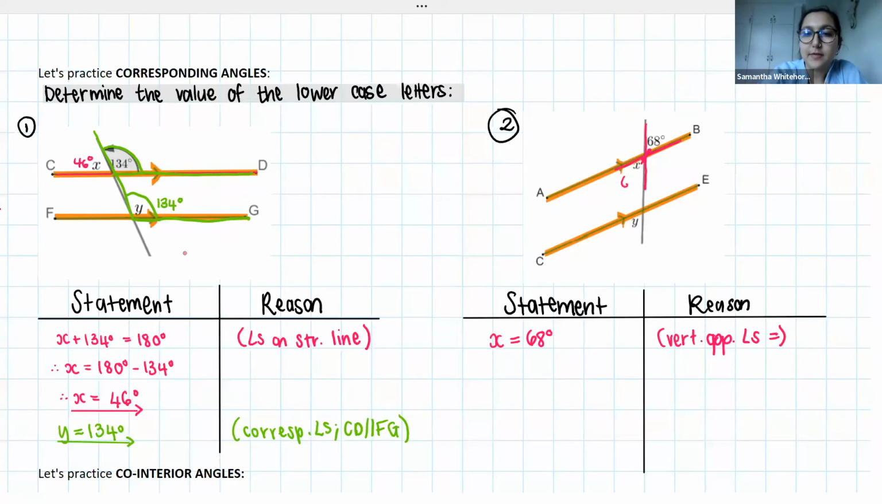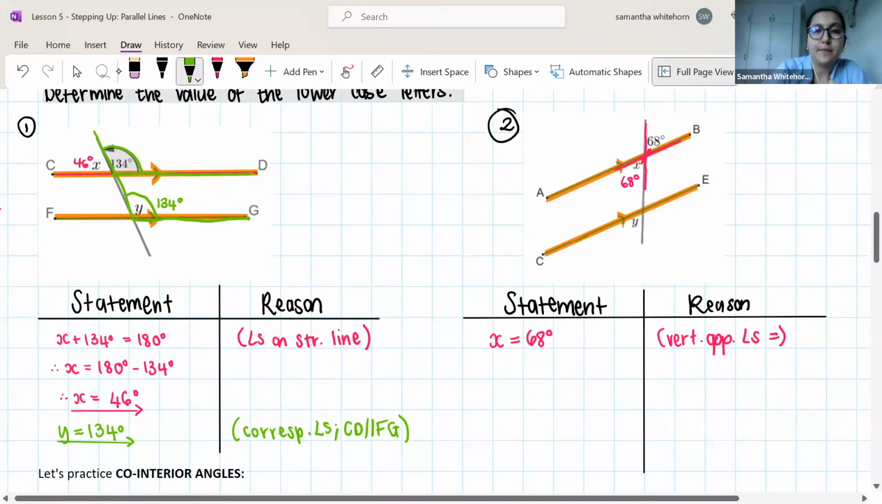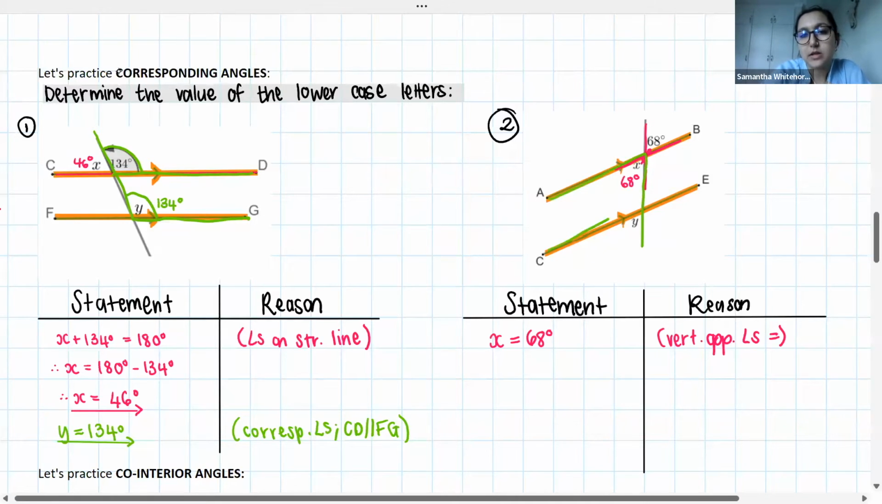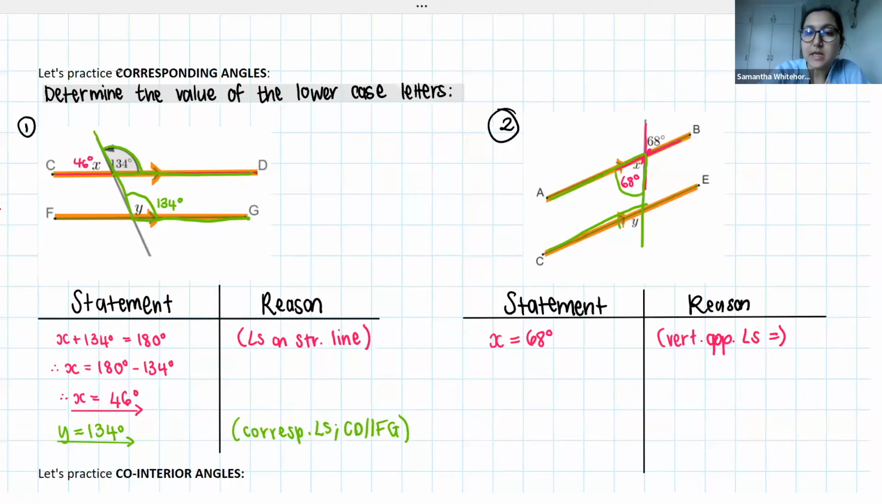Right, now that I have X, remember, just fill it in on the diagram for yourself, just in case. Now that I have X, I need to get Y. Again, I see that F shape. It's a backwards slanted F, but an F shape nonetheless. That means that 68 and Y are in corresponding positions to each other, and so Y is also equal to 68 because of corresponding angles.